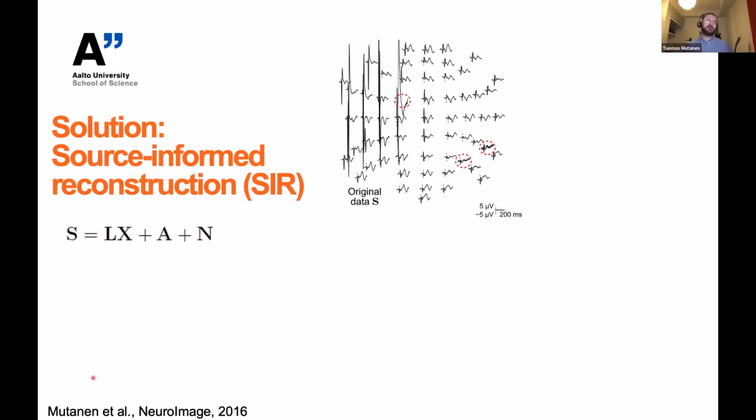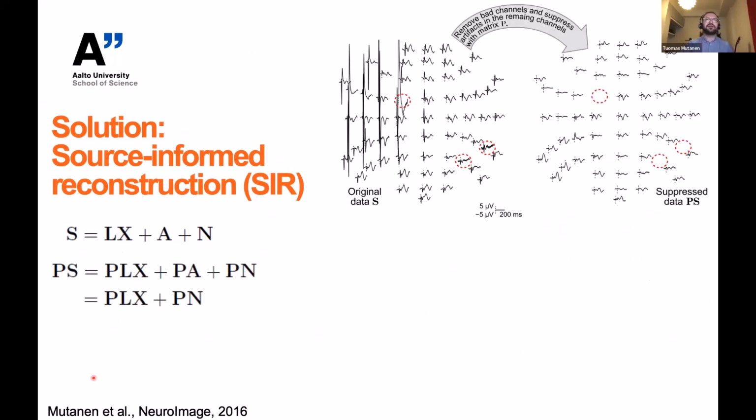So then the solution that we suggested a few years later is something we call source-informed reconstruction, and this is now very much based on this forward and inverse modeling. So how this works is that first we do the exact same step that I already explained to you. We estimate the artifact topographies from the high-pass filtered data, and we project them out. On the left, you can see also the math. Really, the equation doesn't change in any other way except we multiply it with this linear operator P, which projects out the artifact topographies.